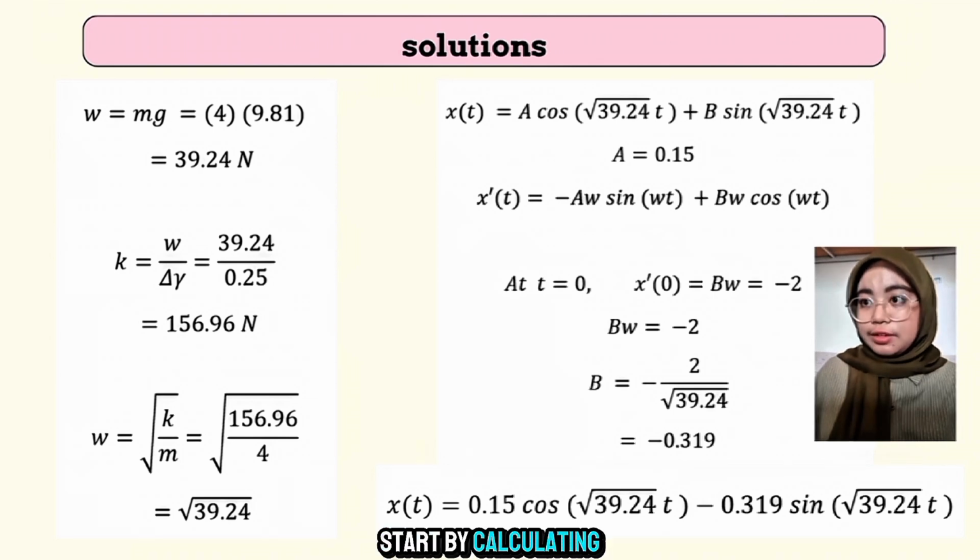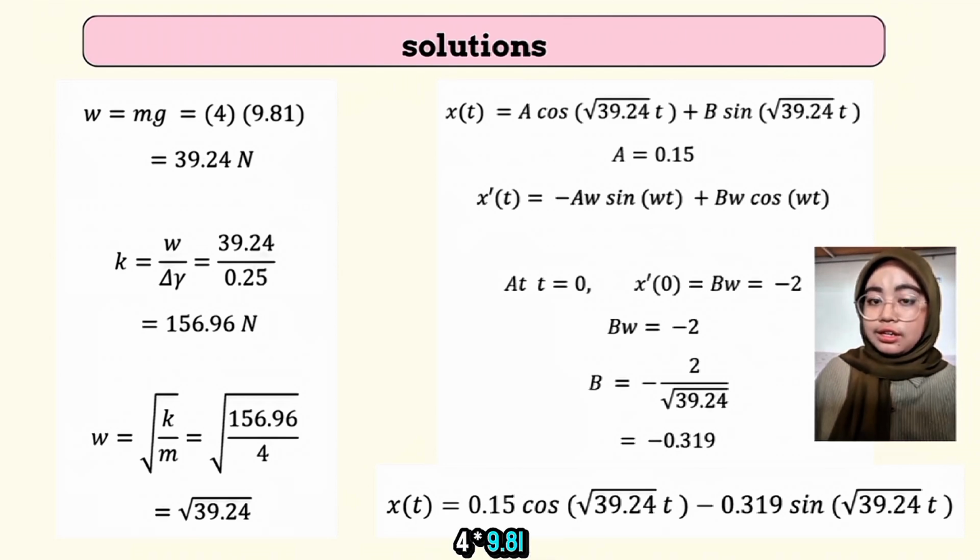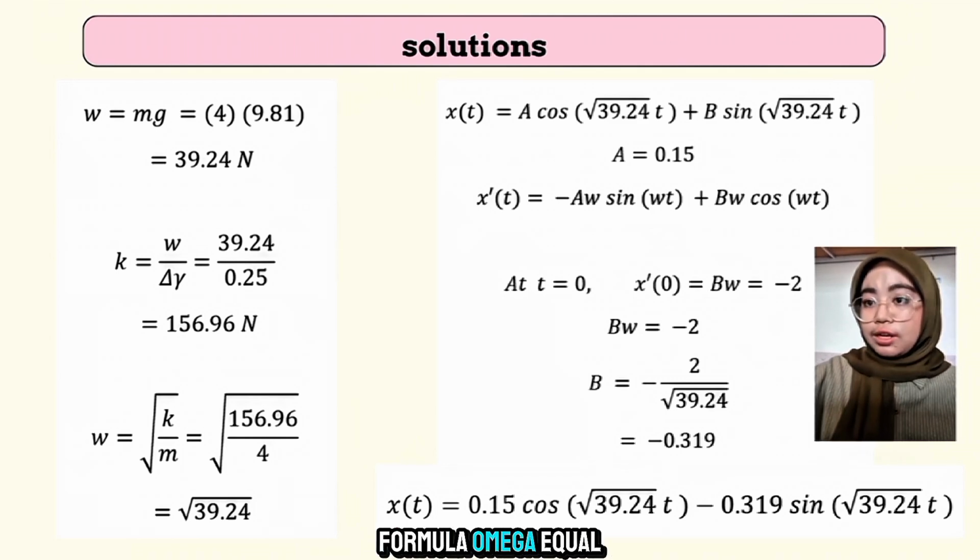Now, we start by calculating the weight of the block using the formula W is equal to mg, where mass is 4 kg and the gravity is 9.81 meter per second square. So W is equal to mg equal to 4 times 9.81, so it will be equal to 39.24 Newton. Next, we calculate the spring constant using k equal to W over delta L. So it will be 39.24 divided by 0.25. So k is equal to 156.96 Newton per meter.